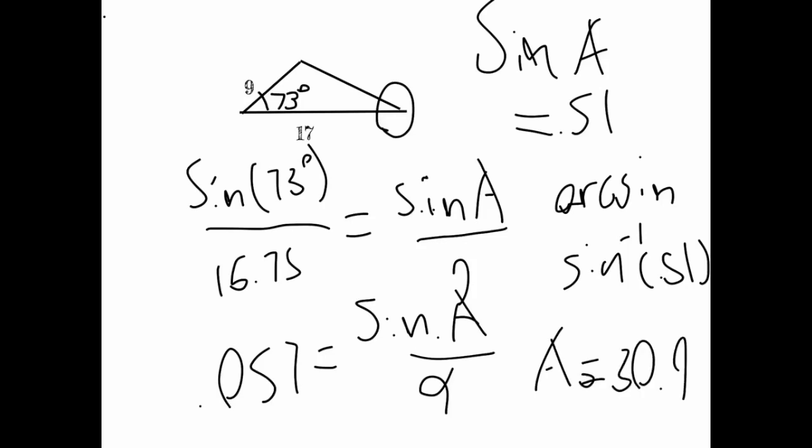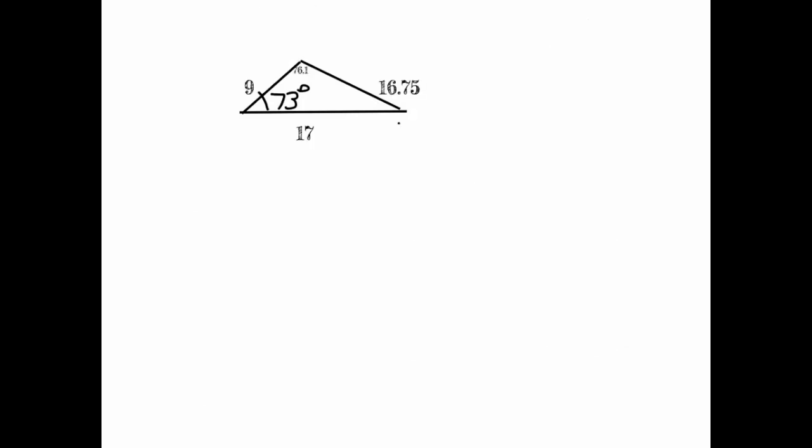But we're not done quite yet. Rather than use the law of sines to calculate our final angle, instead we can use some simple addition. 180 minus these two angles combined should give us the value of angle B. 73 plus 30.9 is equal to 103.9. 180 minus 103.9 is equal to 76.1. So our final angle is equal to 76.1. And we can see that here with all our final values.